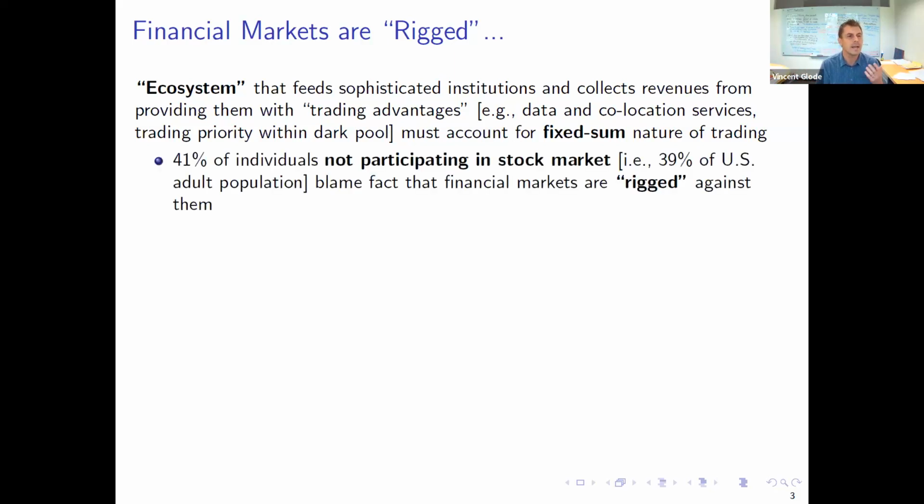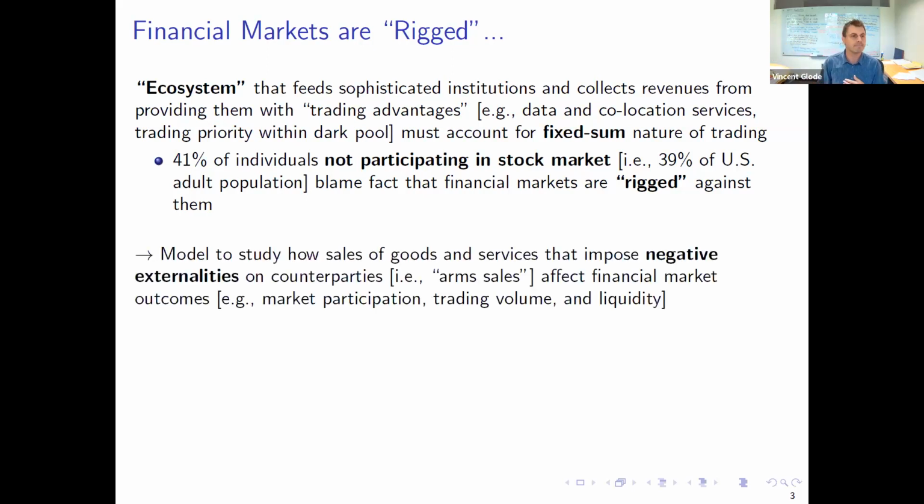Why is that? Because in a recent survey of US investors, 41% of individuals who are not participating in financial markets or in the stock markets blame the fact that financial markets were rigged against them for their non-participation. So there's a significant fraction of potential investors who don't want to participate in financial markets because they're worried about the other side.